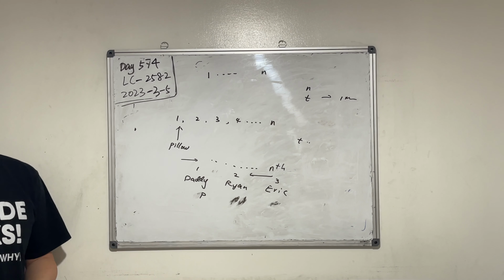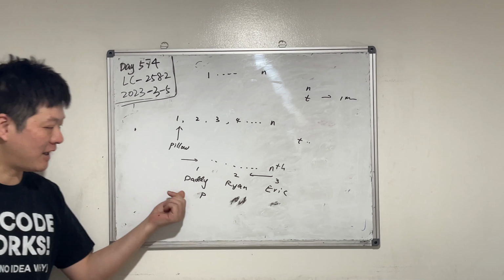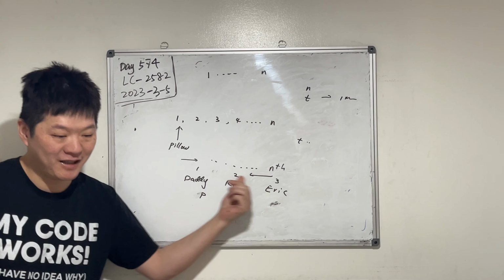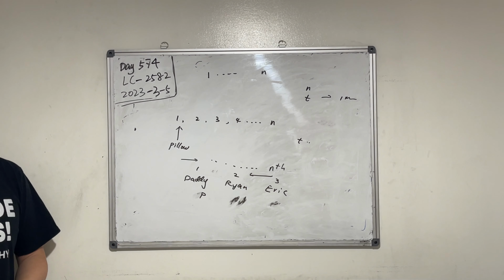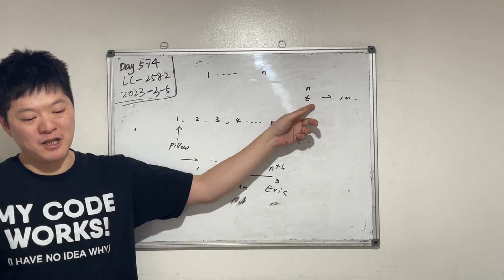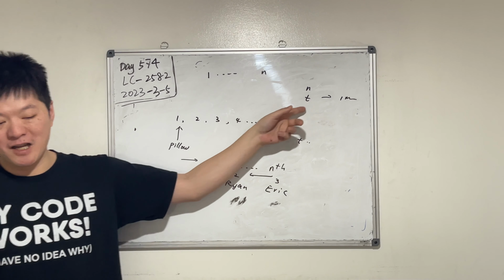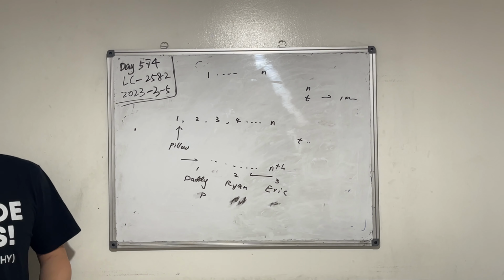I mean, obviously we can simulate the process, right? But this is not very efficient because T is a million and it takes a million iterations. That's very slow, right? So any better ways to do it?